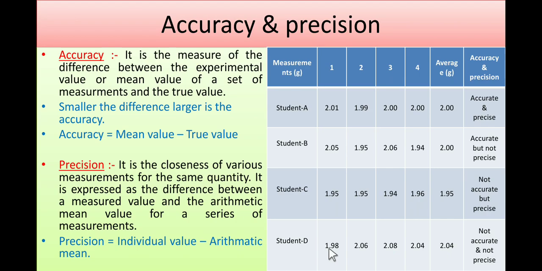Student D gets 1.98, 2.06, 2.08, 2.04. The average is 2.04. These readings are not accurate and not precise. It is very far from the accurate value, and the readings are also very different from the average value. So now I think you have an idea about accuracy and precision. For scientific measurement, both accuracy and precision are very essential. Only accuracy is not enough, only precision is not enough.